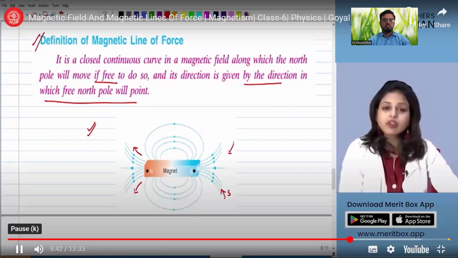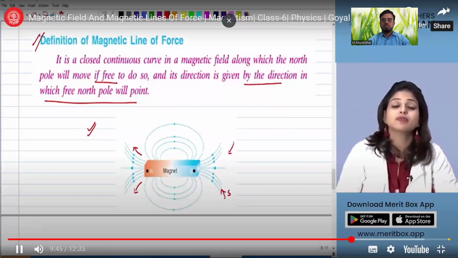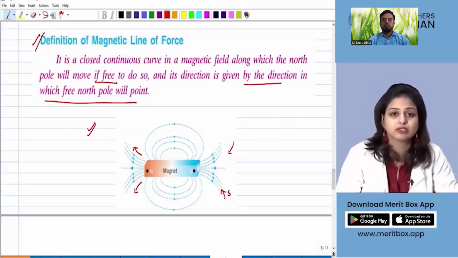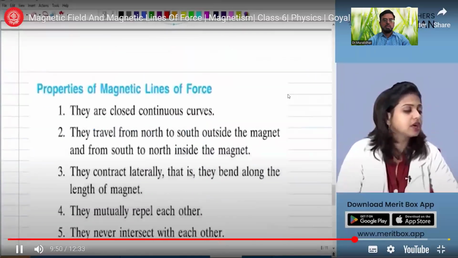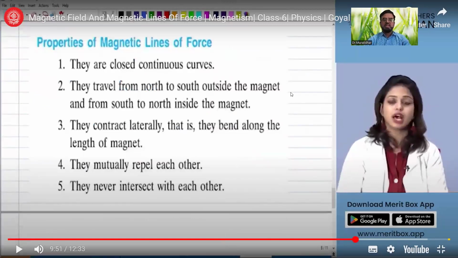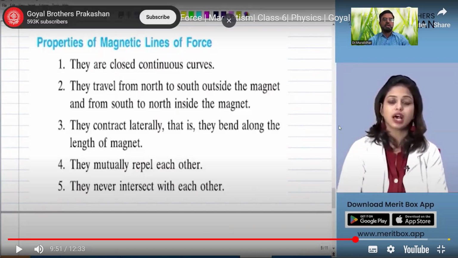Okay, students. Now, when we learn about magnetic lines of forces, we have to learn about various properties of magnetic lines of forces. Very important. The various properties of magnetic lines of forces are, note all this: They are closed continuous curves. They travel from north to south outside the magnet and from south to north inside the magnet, that I have explained. They contract laterally, that is, they bend along the length of the magnet. They mutually repel each other. They never intersect with each other. These are the 5 important points of the magnetic lines of force. Note them clearly. Very important.